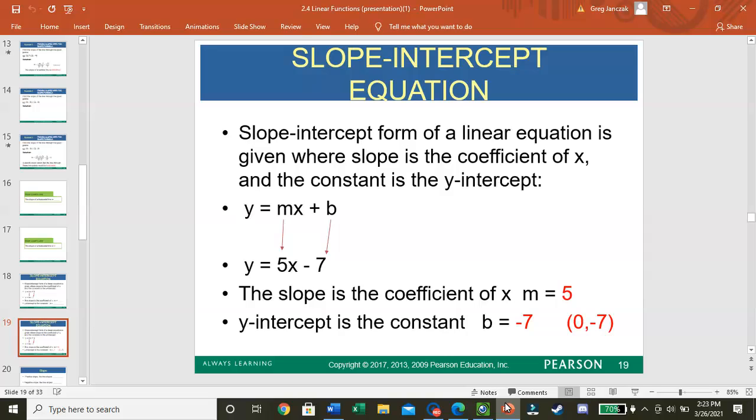The y-intercept is the constant, or the number that doesn't change, right? There's no x with a constant. It's just a number. So the y-intercept is a constant. In this case, you take the sign and the number, so it's -7. So the y-intercept as an ordered pair, as a coordinate point, is 0, -7. Okay? Questions with that?